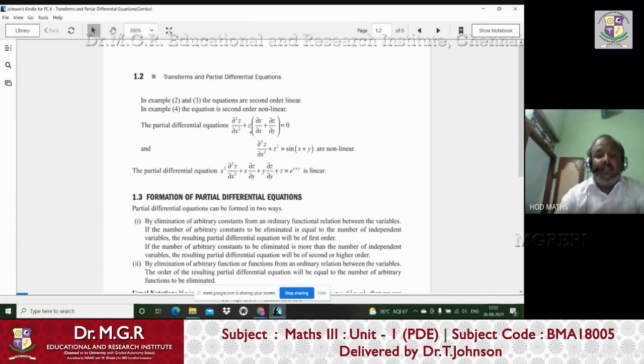Here there's a product of the dependent variable with dou z by dou x, and here the dependent variable is of degree 2, z square. So this type of thing is non-linear. Whenever partial derivatives are multiplied, or partial derivatives are multiplied with the dependent variable, or the power of the partial derivatives or the dependent variable is more than 1, that is square or cube, then it becomes non-linear.